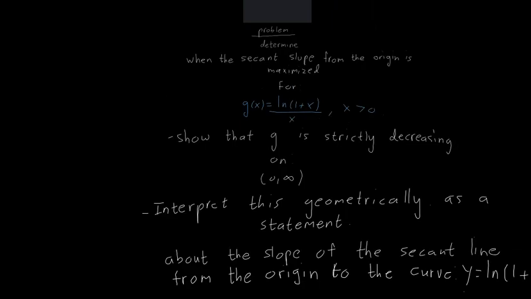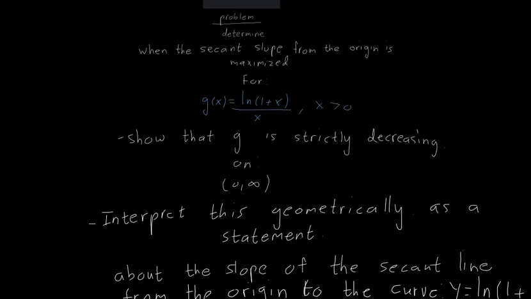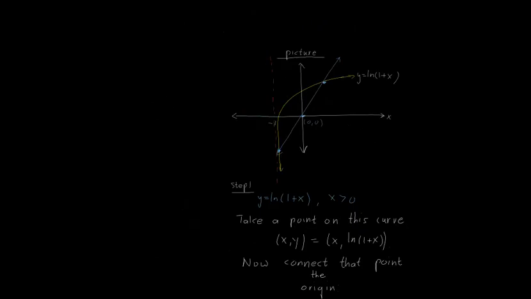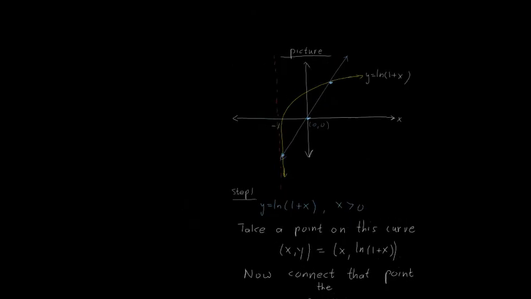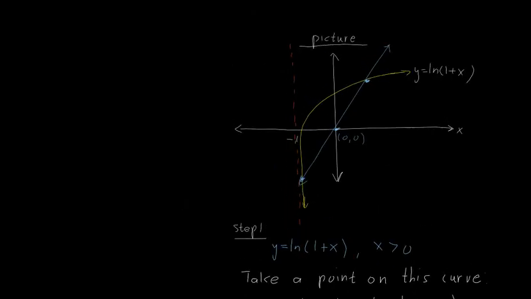So here's our problem, right? So you want to be able to show that this is strictly decreasing on the interval 0, comma infinity. And we want to interpret this geometrically from the statement, right? So how are we going to go about this? The way to go about it is we're going to be looking first at drawing some sort of graph here of what's happening. Okay.